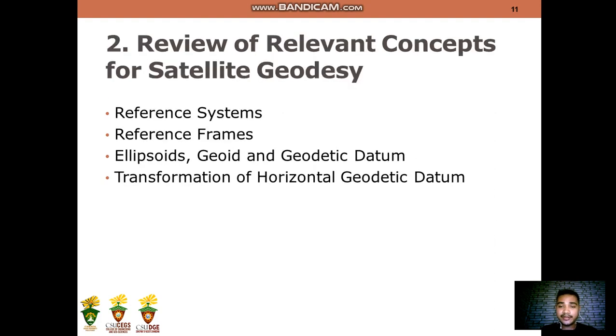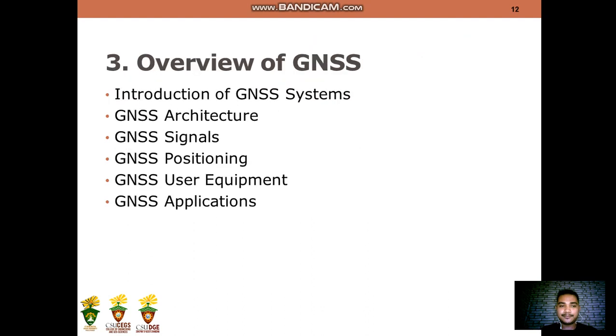The review of relevant concepts for satellite geodesy is the topic 2, which consists of subtopics about reference systems, reference frames, ellipsoid, geoid, and geodetic datum. And lastly, the transformation of horizontal geodetic datum.